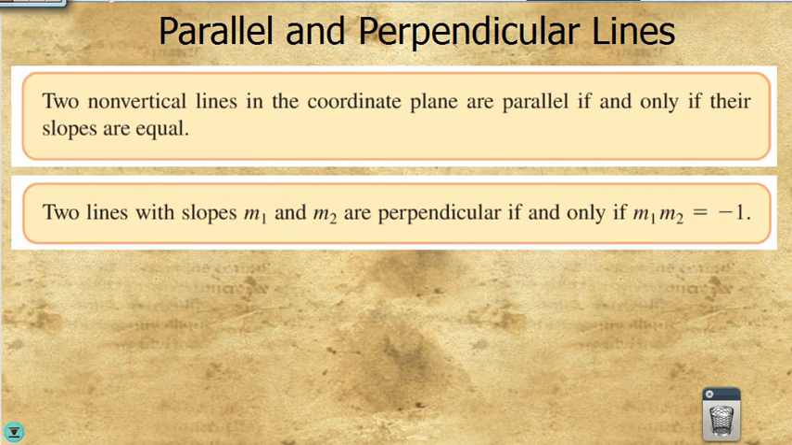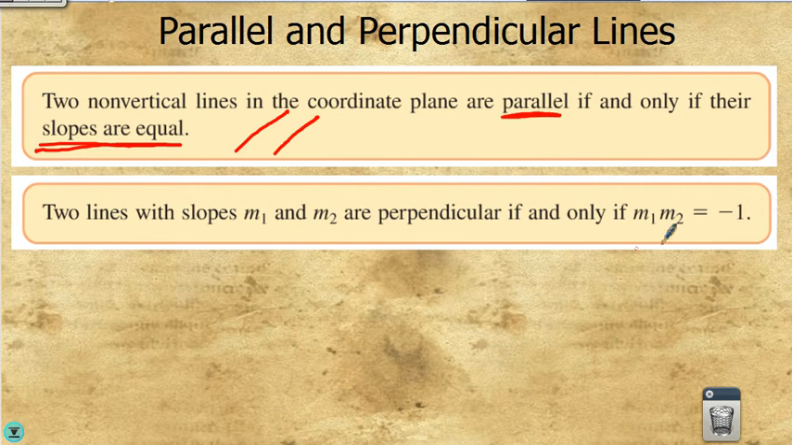Okay. First off, again, hopefully review. Hopefully you've seen this before. Two non-vertical lines in a coordinate plane are parallel. Make sure you know that they're parallel if they have the same slopes. Slope is how slanted a line is. If two lines are parallel, then they're slanted the same, so therefore they have the same slope.